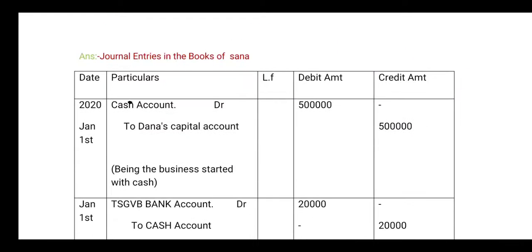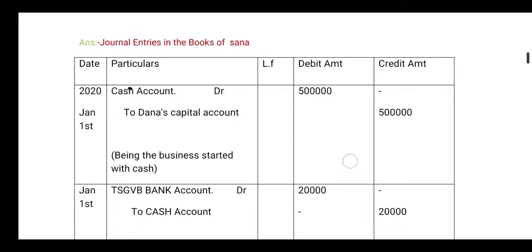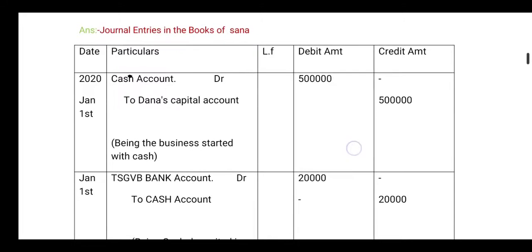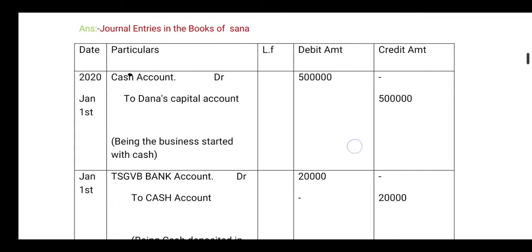Now we are preparing journal entries from the transactions. We already know the pro forma of journals. Take 5 columns: date, particulars, ledger folio, debit amount, credit amount. Now we apply it to the problems.